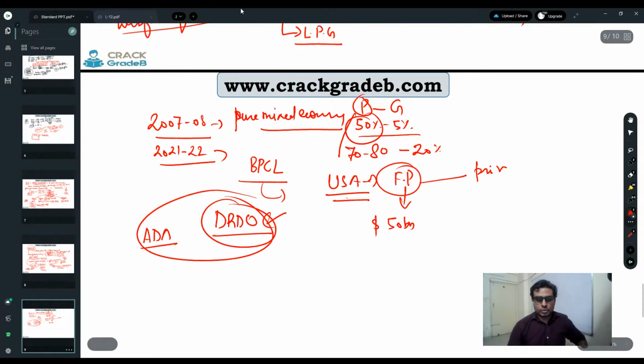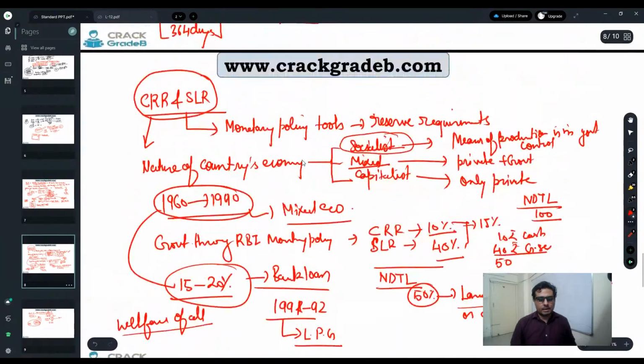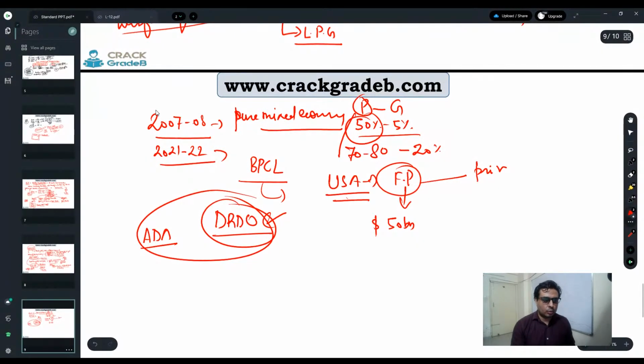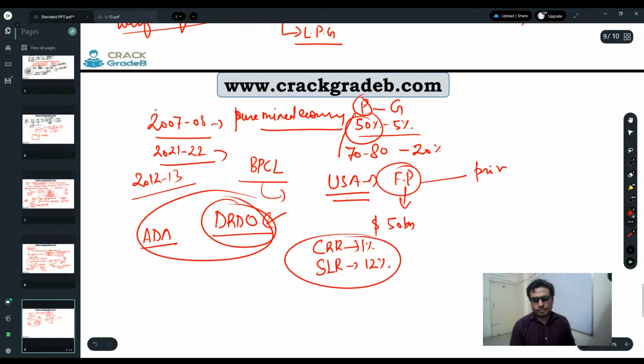So in the coming future, you can also see that maybe there will be further downsizing of CRR and SLR. This was predicted by people in 2012-13. They predicted that there will be a further decrease in CRR and SLR, and probably CRR will come to 1% and SLR somewhere around 12%.